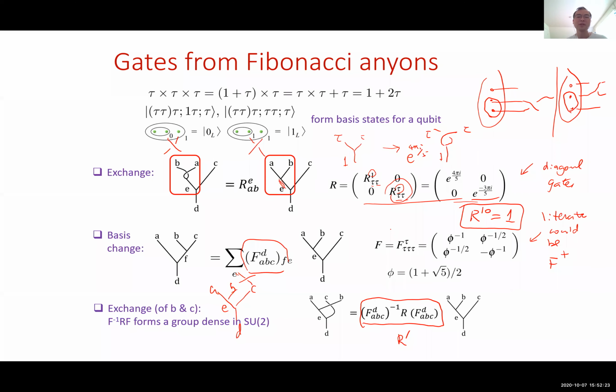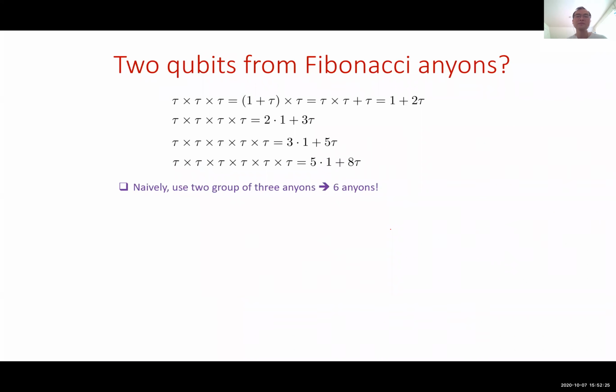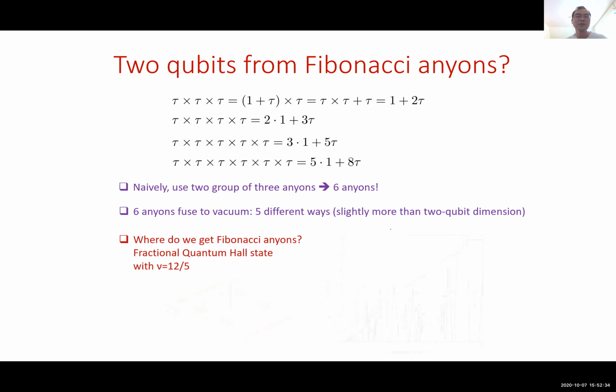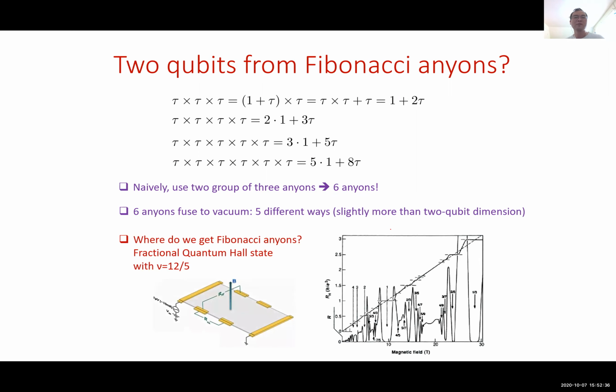So yeah, that was the usefulness of Fibonacci anyon. Indeed, that it's actually dense, okay? But actually, I jump back and forth the slide. So we talk about 1 qubit. We could use three Fibonacci anyons, right? What about 2 qubit? Well, we could just naively do this, which will be fine.